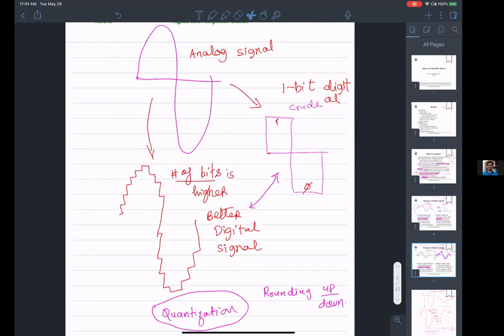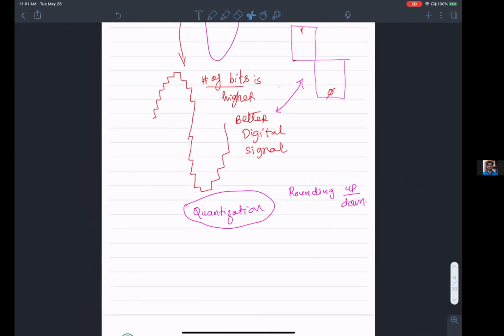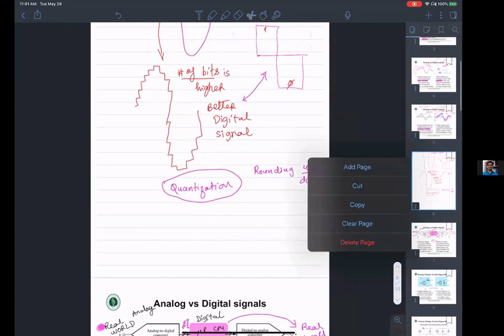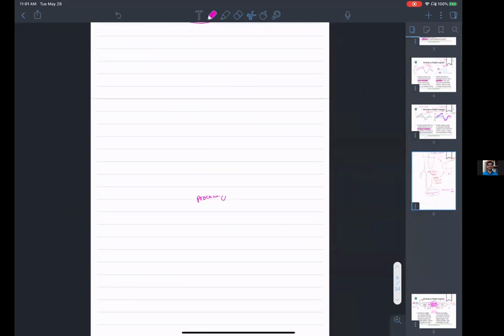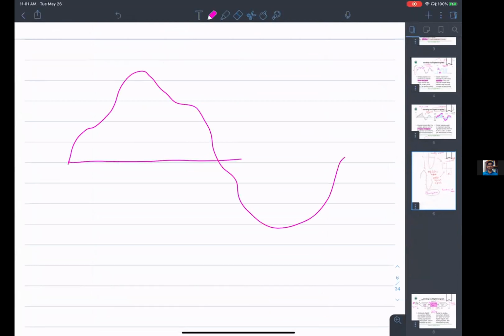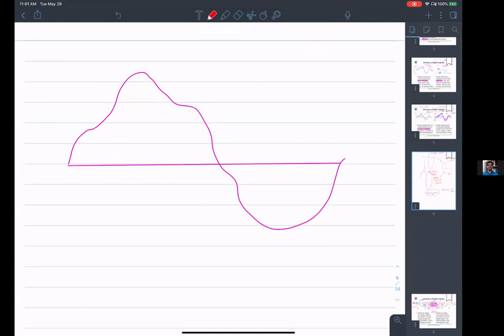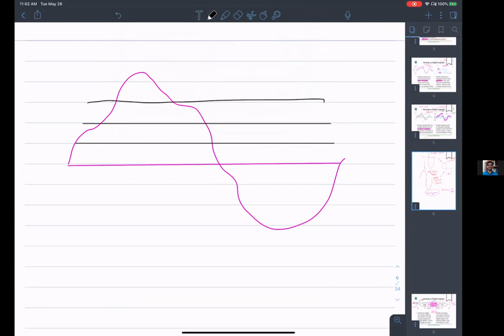But let's say, let me copy this here, and add a page. So let me talk about the idea of quantization. Let's say here is my analog signal, some real world signal. And let's say I want to convert it to digital. What I'm going to use are these lines. Take a look here, the ruled lines on the notebook. I'm only going to use these as my digital values, those levels.